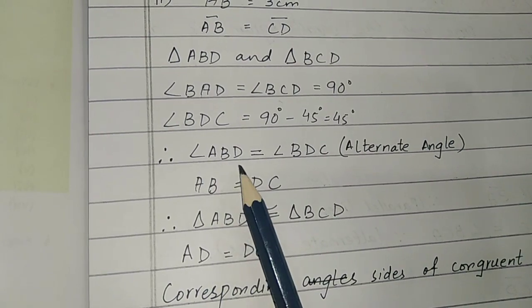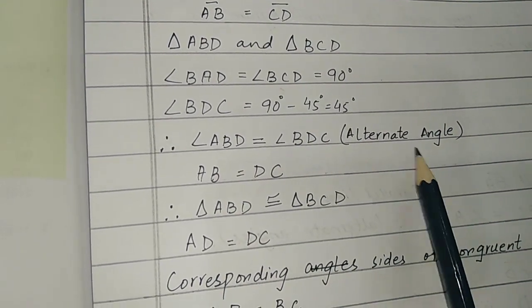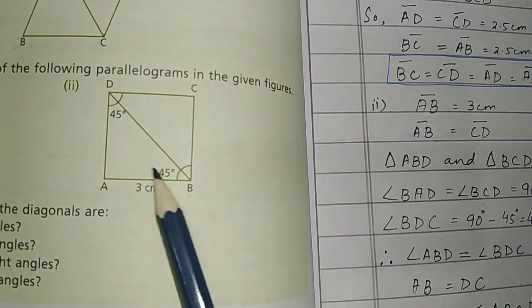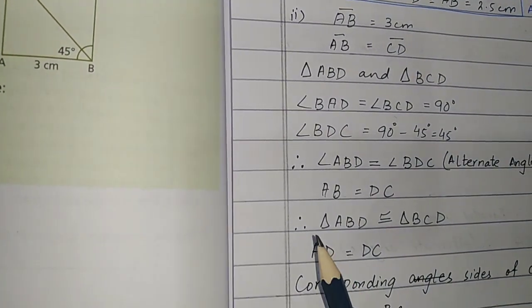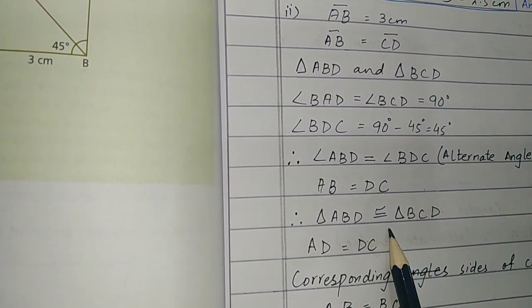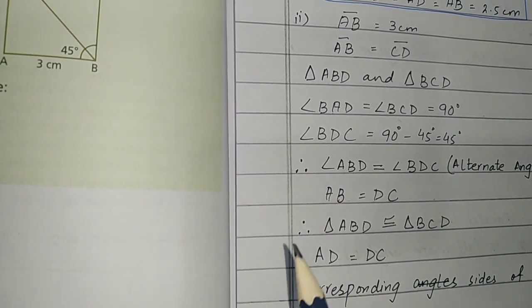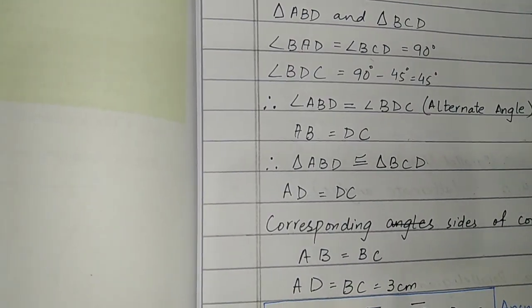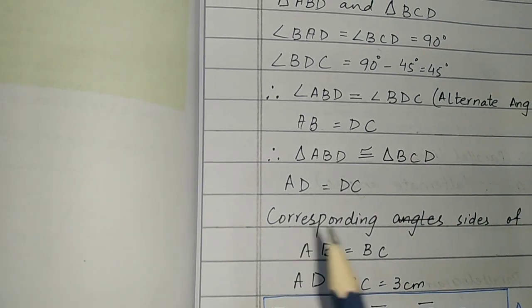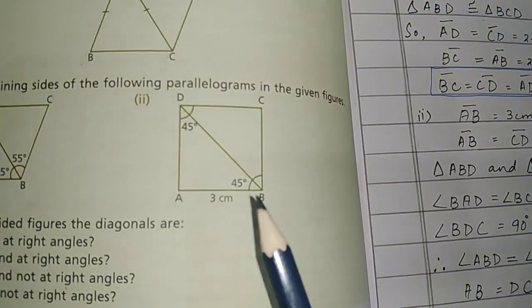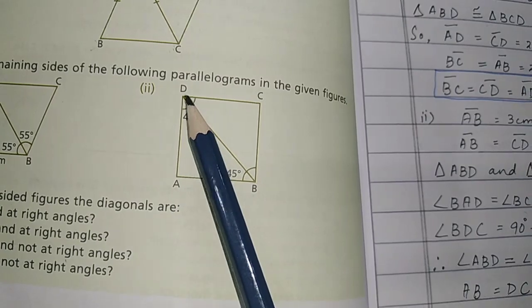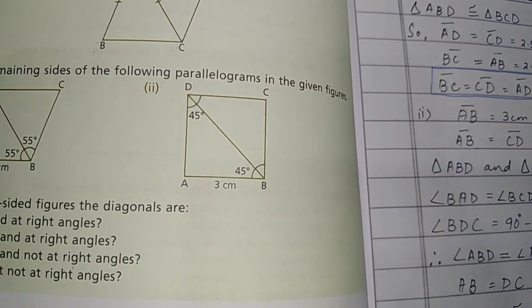So angle ABD is equal to angle BDC, alternate angles. AB is equal to DC. So triangle ABD is congruent to triangle BCD by the theorem angle side angle. If the triangles are congruent, all their sides are equal. So AB equals BC equals CD equals DA, that is 3 cm.